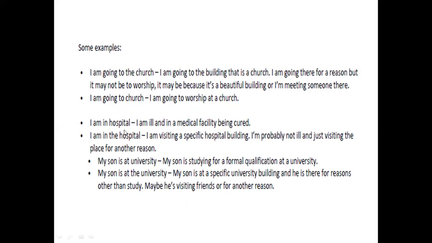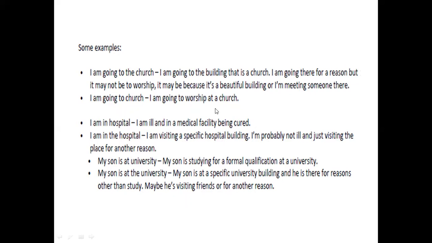Next one is I am in hospital. It means I am ill and in a medical facility being cured. I am in the hospital. Suppose I am visiting a specific hospital building. I am probably not ill and just visiting the place for another reason, whereas I might have gone to hospital for treatment.